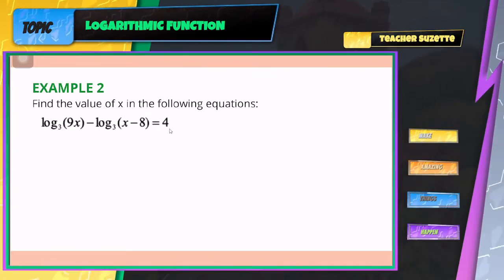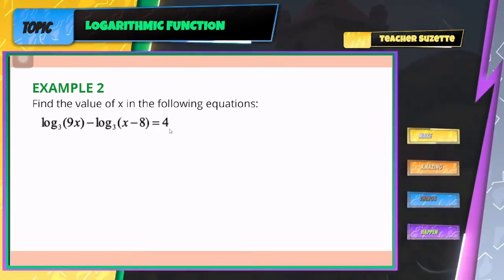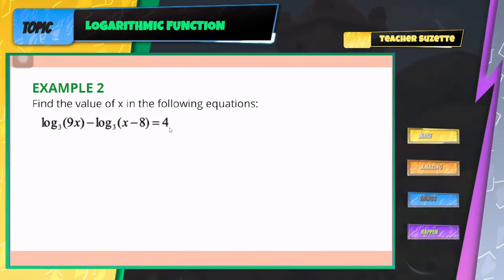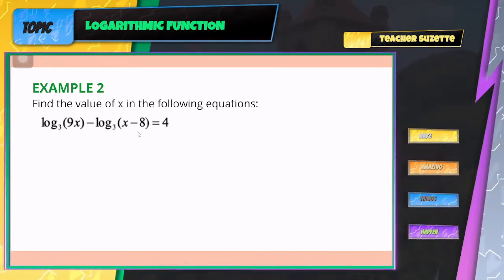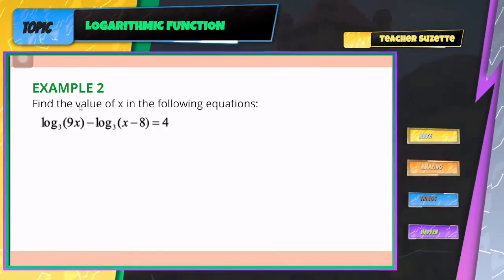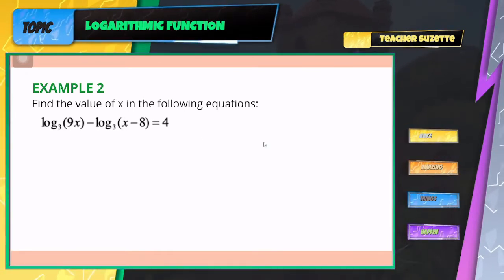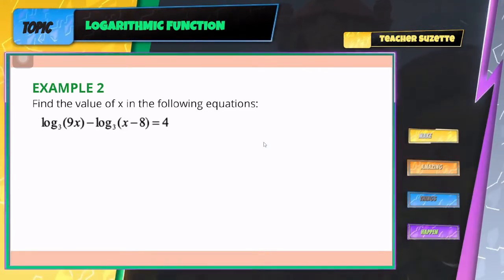So, meron tayong 3 strategies. We can rewrite it in exponential form or equation rather, or use also the logarithmic properties first, or use one-to-one property. So, obviously, for this one, we cannot apply one-to-one property like the example number 1, but we can condense into one logarithmic equation or expression itong ating logarithm of 9x base 3 and logarithm of x minus 8 base 3 by applying our quotient law.